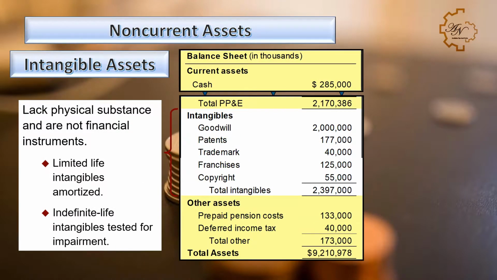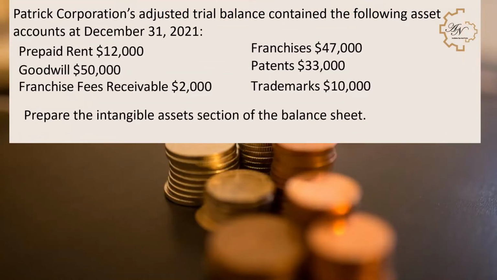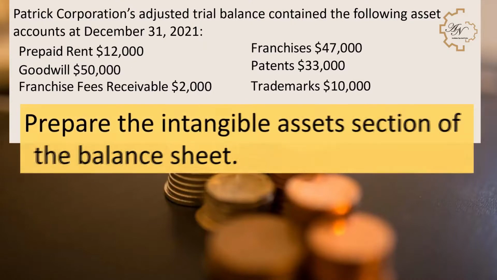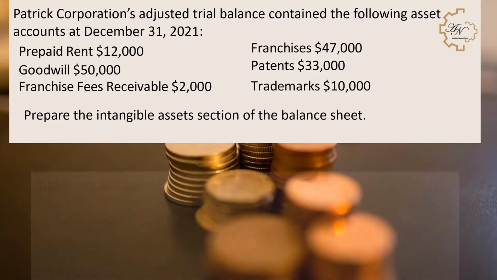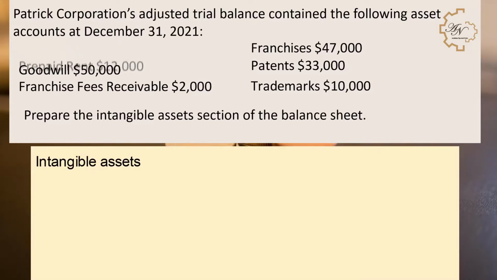Intangible assets lack physical substance and are not financial instruments. Limited life intangibles are amortized. Indefinite life intangibles are tested for impairment. For example, Patrick Corporation's adjusted trial balance contained the following asset accounts at December 31, 2021, and the instruction is: prepare the intangible assets section of the balance sheet. We have prepaid rent, it's a current asset. Goodwill in the intangible assets.